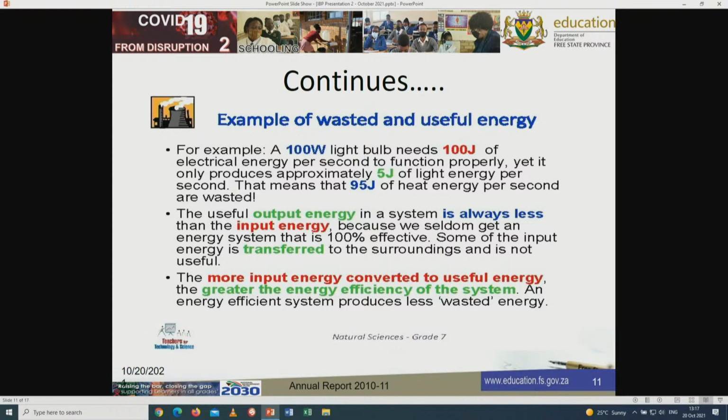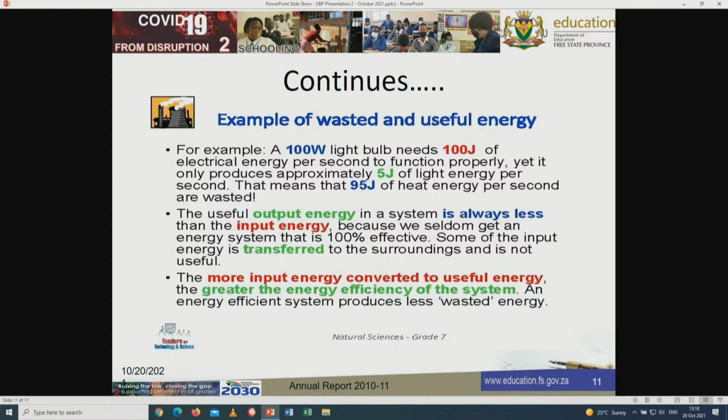For an example, a 100-watt light bulb needs 100 joules of electrical energy per second to function properly. Yet, it only produces approximately 5 joules of light energy per second. That means that 95 joules of heat energy per second are wasted. Huge amount of energy.